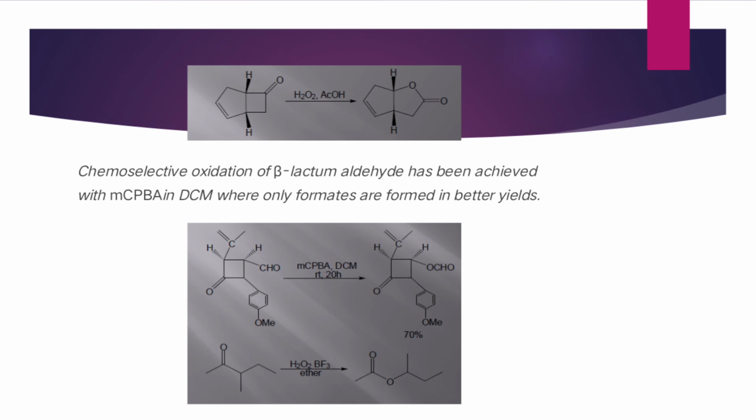Chemoselectivity of oxidation of a beta-lactam aldehyde has been achieved with mCPBA in DCM, where only formates are formed in better yield.